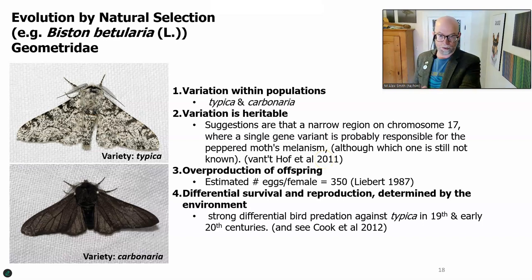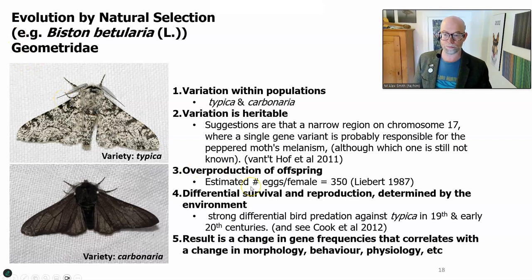And then the condition that we unpacked most specifically with that graph was differential survival and reproduction determined by the environment. So increasing dust, increasing frequency of Carbonaria, decreasing frequency of the Typica, the birch-looking one. And so that resulted in the change of gene frequency and so on. So a rush through a beautiful example, which you should take a look at if you're interested.